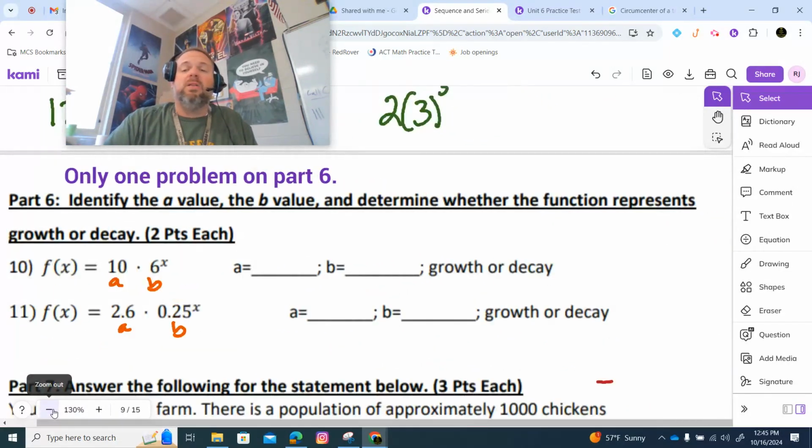Part 6 will only have one problem on it from now on. So now instead of having 15 problems on your test, you will now have 14. They almost started taking off their shoes to do the math. It was amazing.